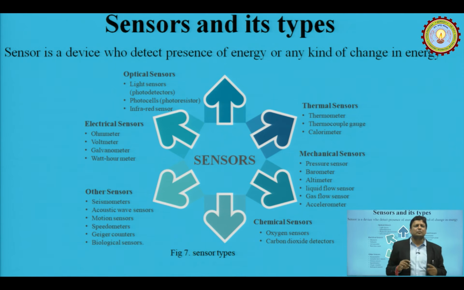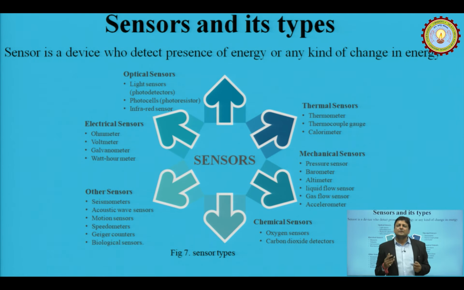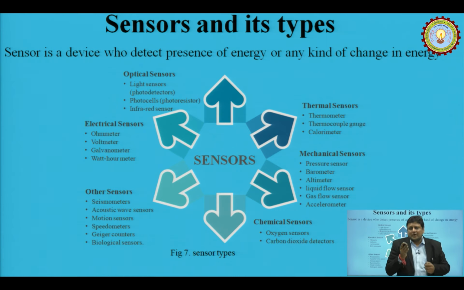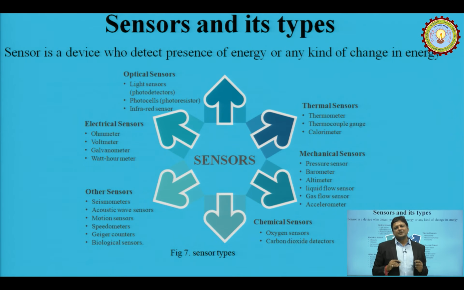I have discussed 2-3 sensors here. About the voltmeter I discussed just now; it comes under electrical. There is the ohmmeter, which you also use. There is the thermometer. So there are various types of sensors. The important thing to understand is what actually a sensor is. Sensor is nothing but a kind of transducer only, which is able to detect the presence of certain kinds of energies.